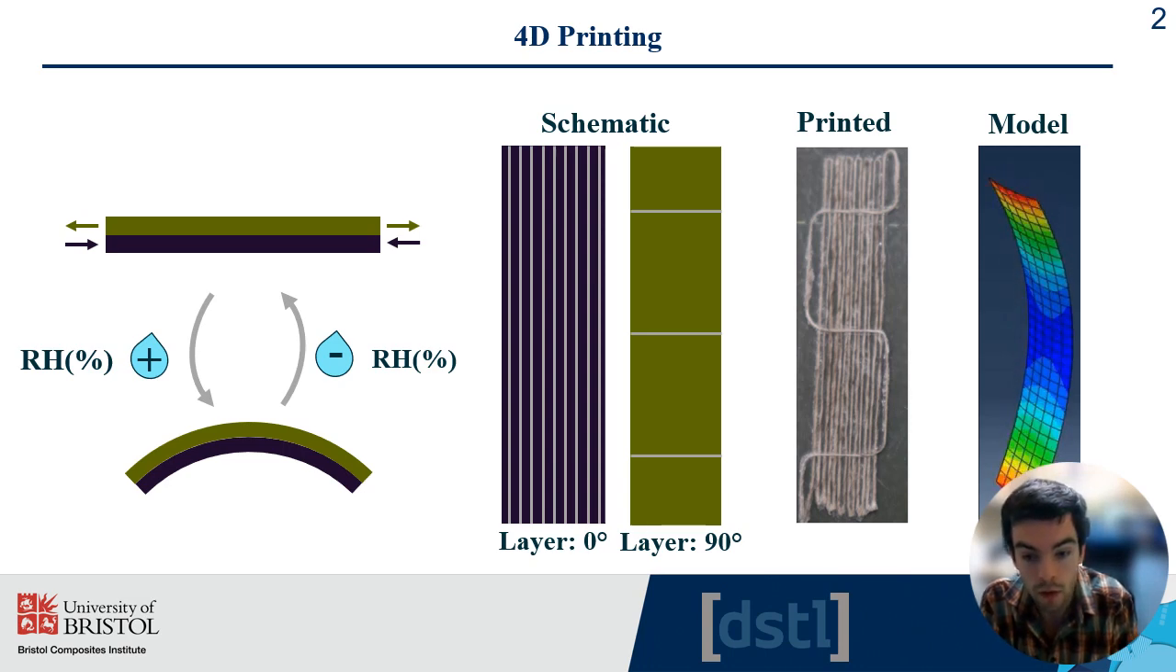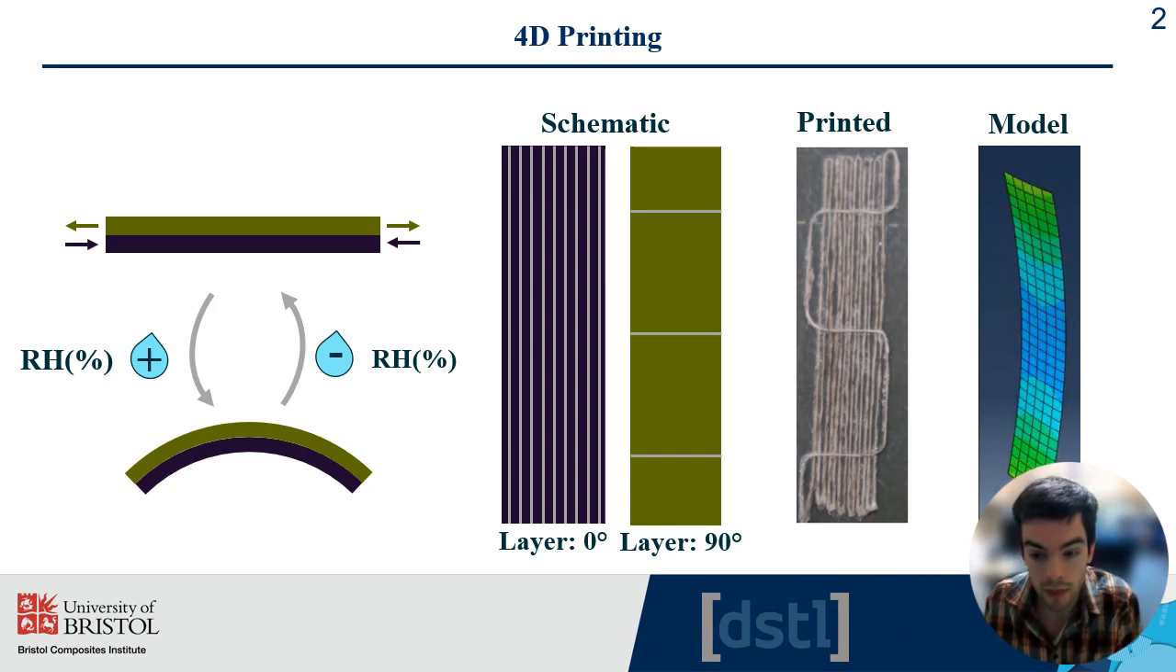So basically you have different orientation of fibers between the different layers. This creates different moisture expansion in the different directions and therefore bending through the thickness. You can see on the schematic 0 and 90 degrees layers of flax fiber composites, which create then a bending actuation as it's proposed in the video at the end of the slide.